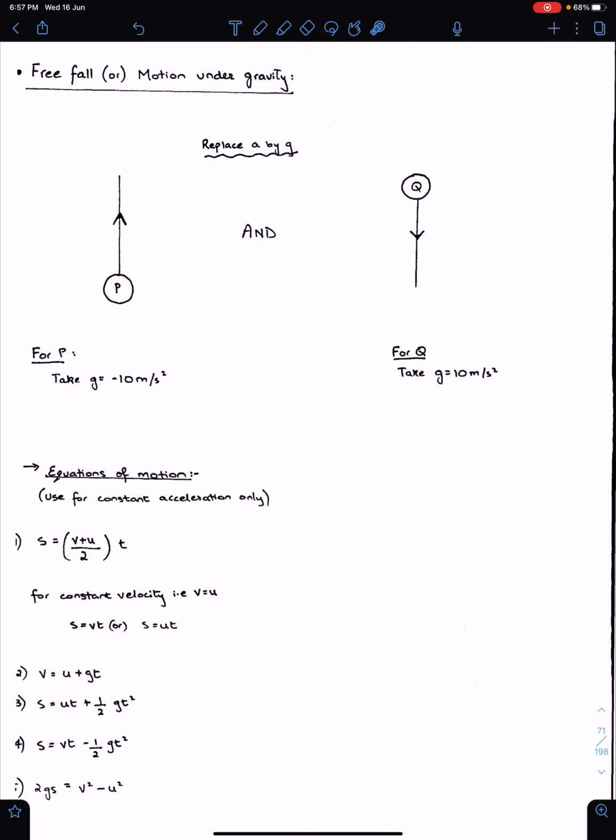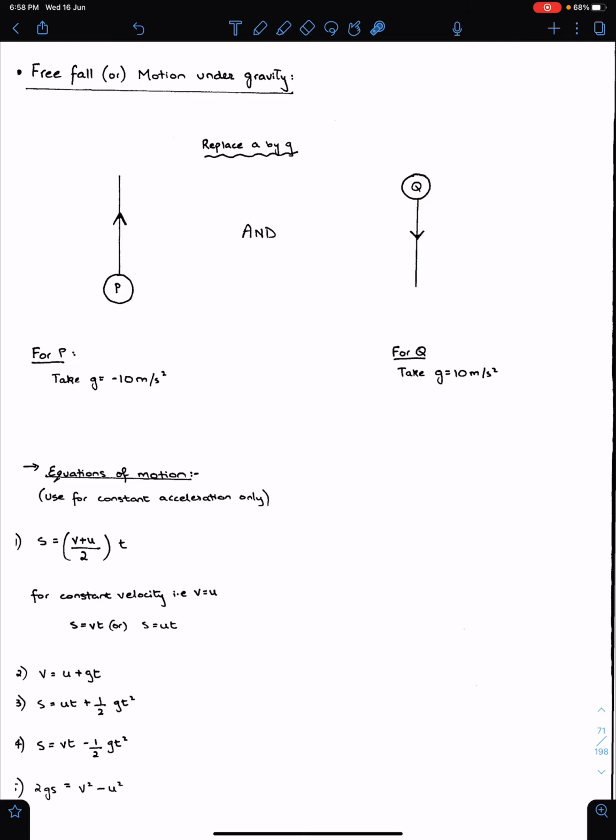Free fall or motion under gravity. We always replace a by g in free fall and we take g negative 10 when the particle is moving in vertically upward direction and we take g plus 10 when the particle moves vertically downward.